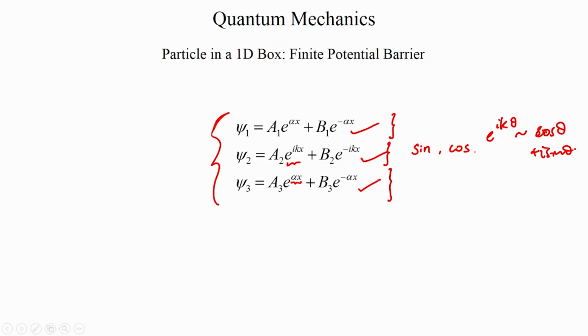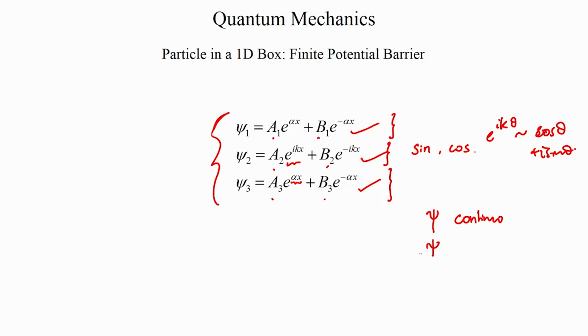Now, how many terms do we need to identify? We need to identify A1, B1, A2, B2, A3 and B3. And what are the properties that we have? Firstly, psi has to be a solution of Schrodinger's equation. That is all satisfied by defining psi in this particular manner. Then, we must have psi to be continuous.